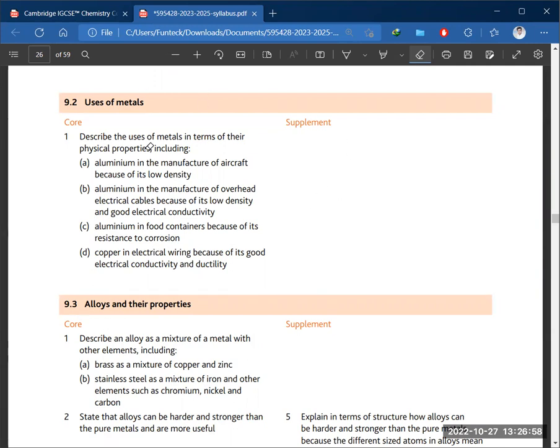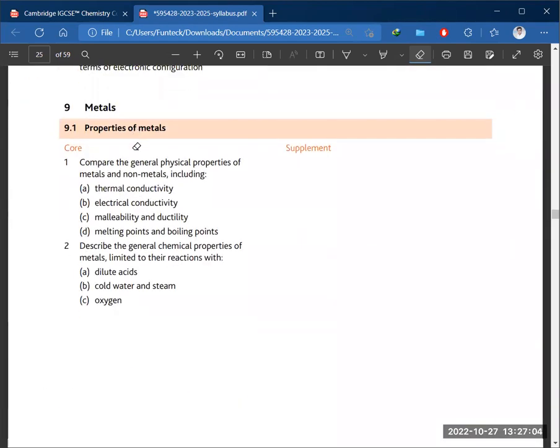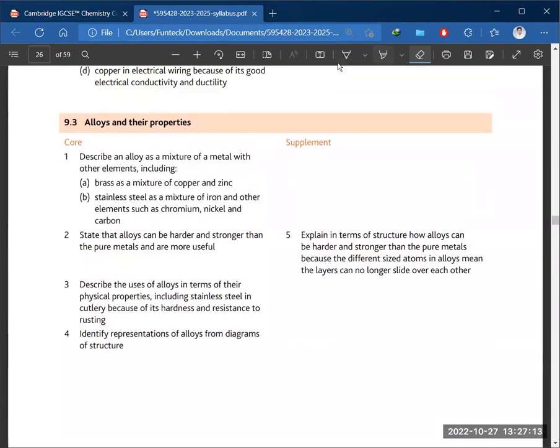Now uses of metals, use of aluminium, use of copper. You need to know all of this. Where will we use brass? Where will we use different alloys? So we have uses of metals, properties of metals, and then we have alloys and their properties. What are alloys? How are they made? All of that. Now, Neha, read this part.